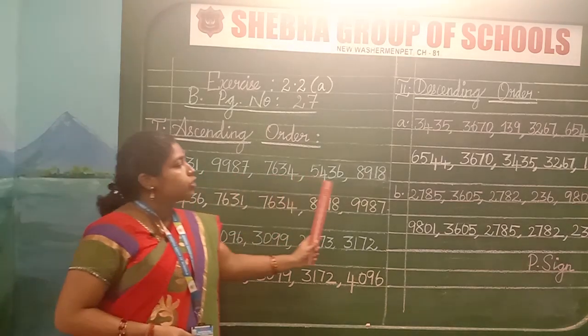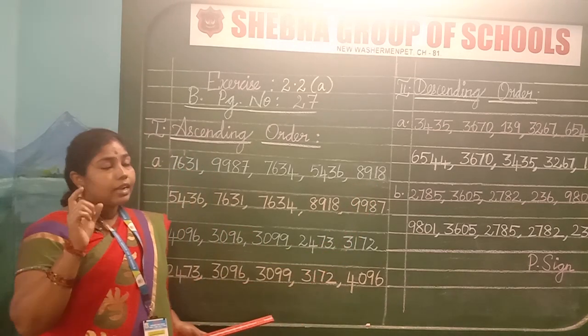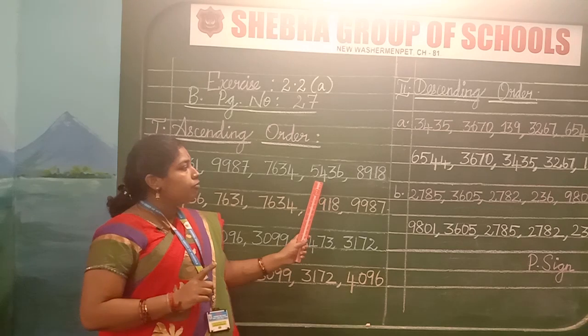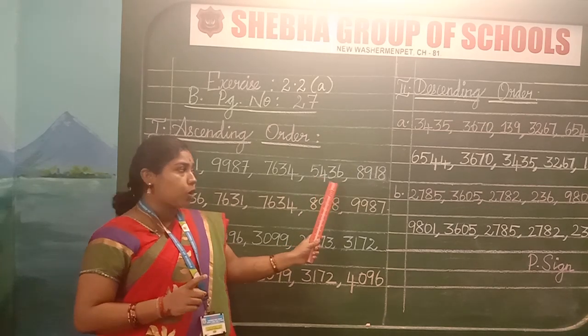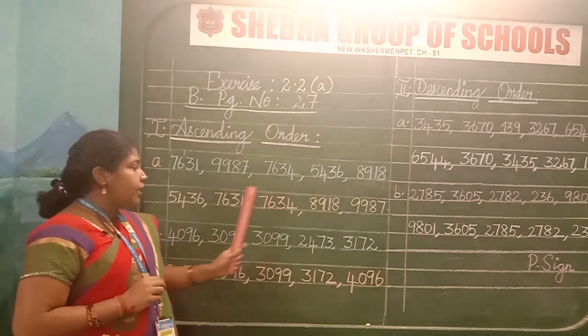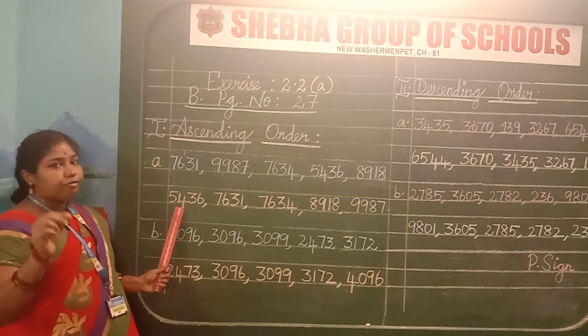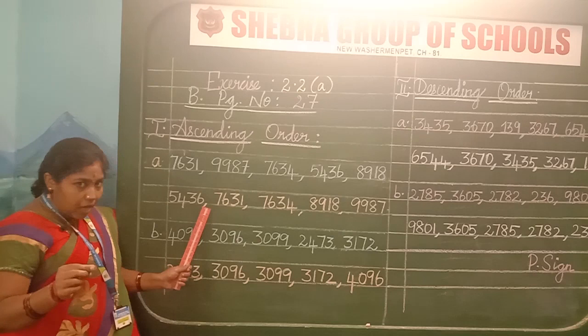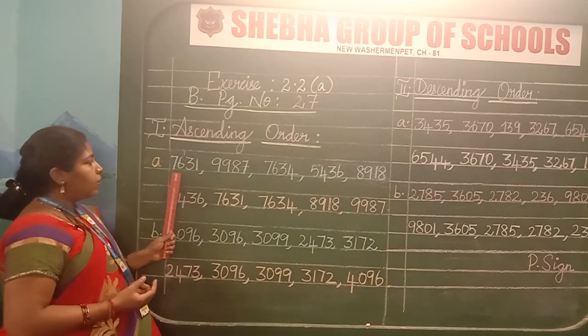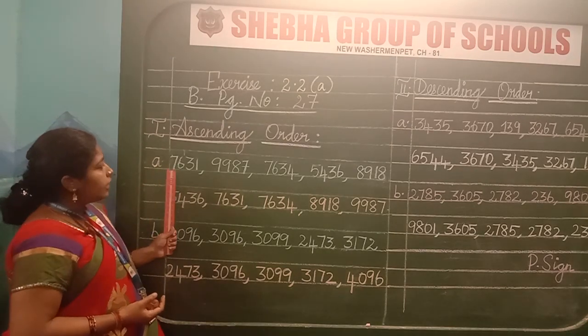See children, which one is the smaller number? See the first number. Which one is smaller? Yes, here 5, 4, 3, 6 is smaller. 5 is a smaller number than any other number. So write the first number as 5, 4, 3, 6, comma, space. Now see the next greater number. Which one is it? It is 7.